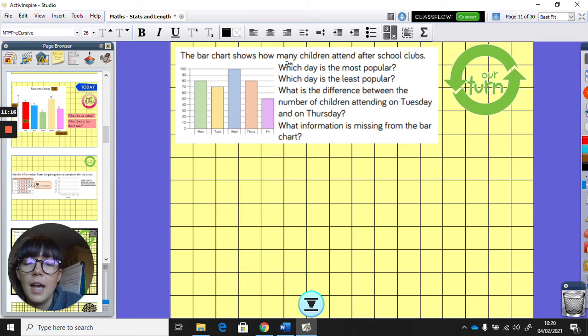This bar chart shows how many children attend after school clubs. Can you see it says the days of the week at the bottom here, Monday, Tuesday, Wednesday, Thursday, Friday, and here is the scale on the side. What I would like you to do is answer the 1, 2, 3, 4 questions on the board, please, in your book. Pause the video here and then we will go through the answers when you are done.